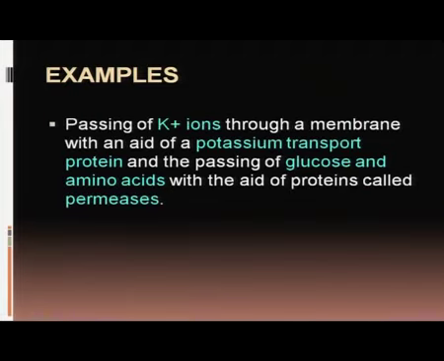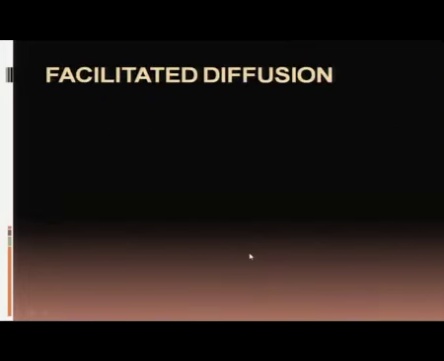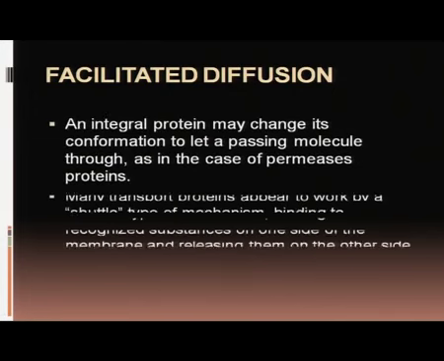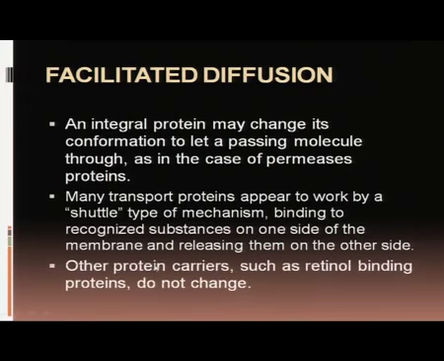Examples of facilitated diffusion include the passing of potassium ions through a membrane with a potassium transport protein, and the passing of glucose and amino acids with the aid of proteins called permeases. Similarly, there is a retinol binding protein which helps to transport retinol and fatty acids. How do these proteins help in transport of substances? They may change their shape to let a passing molecule through. Many transport proteins appear to work by a shuttle type of mechanism, binding to recognized substances on one side of the membrane and then releasing them on the other side.